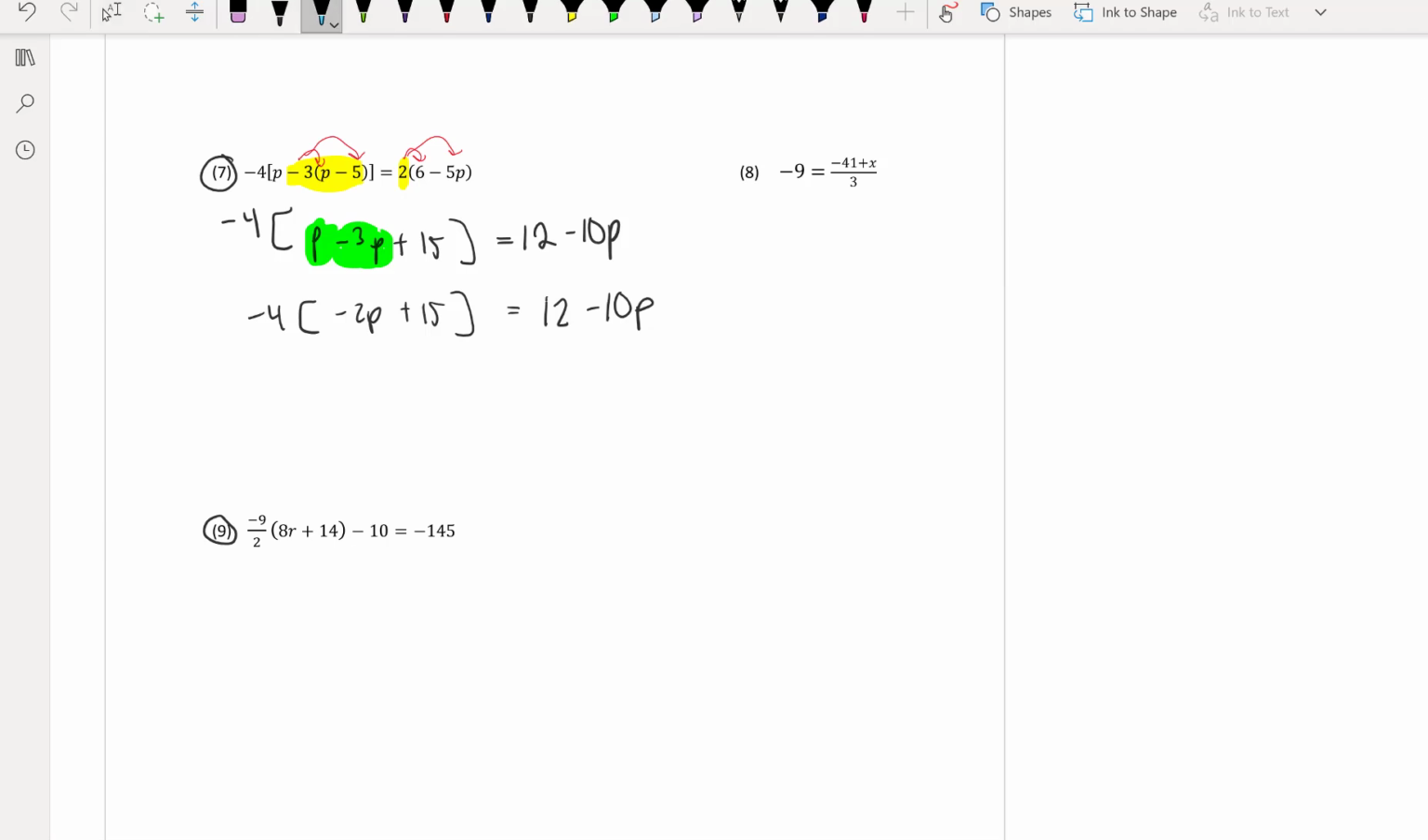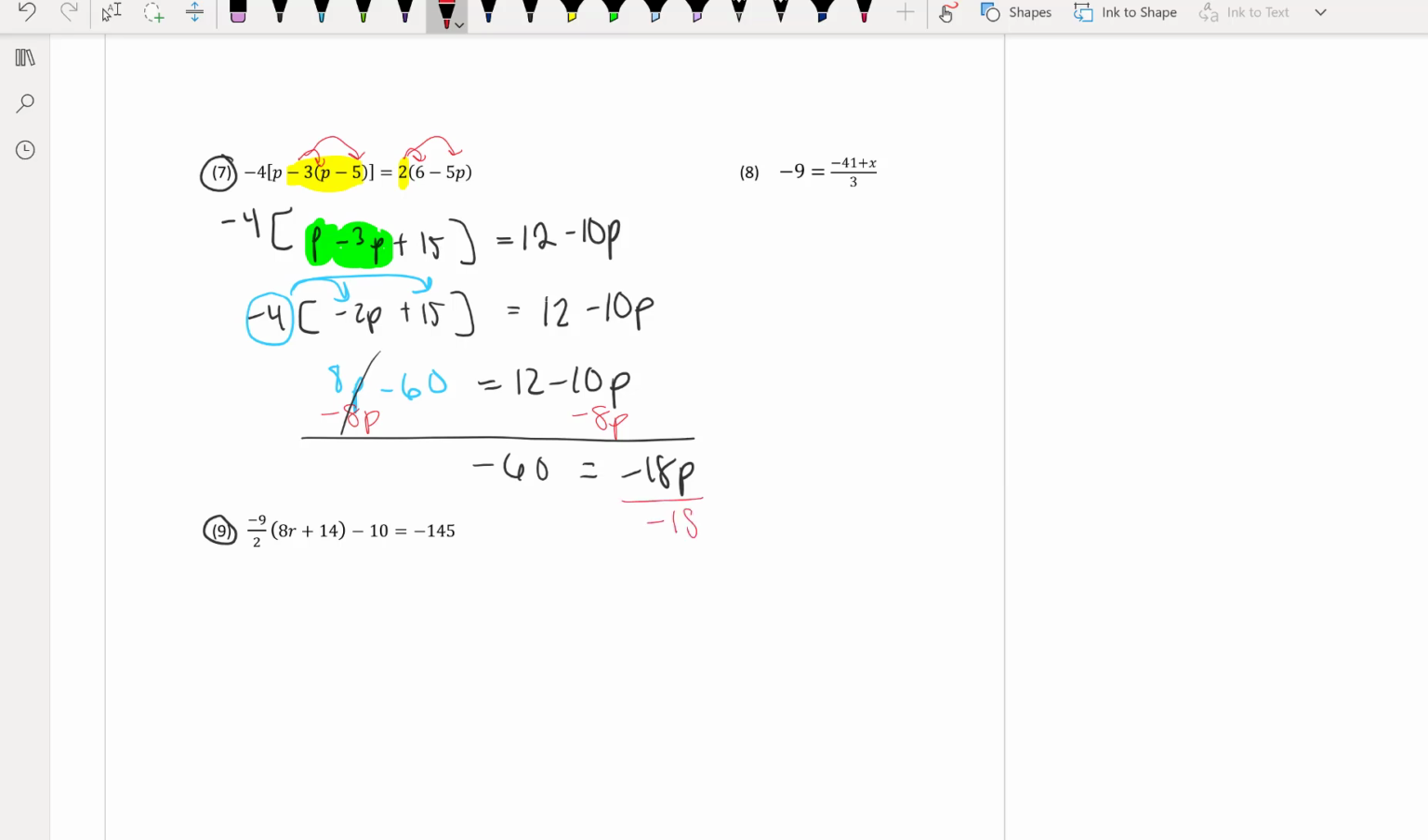So now I'm going to distribute this -4 inside my parentheses. So then if I have -4 times -2, that's going to give me a positive 8p. If I have a -4 times a positive 15, that's going to give me a -60. And that's equal to my 12 minus my 10p. So then from here, what I can do is maybe minus 8p from both sides. So I would have a -60 is equal to, and a -10 minus 8 is going to be a -18p. So then from here, divide by -18 on both sides. So you'll have 60 divided by 18, and that's going to give you your fraction.